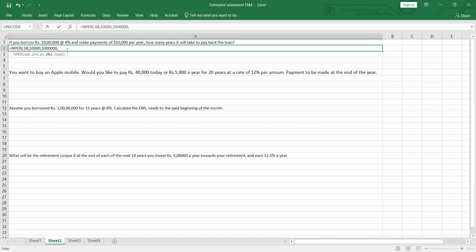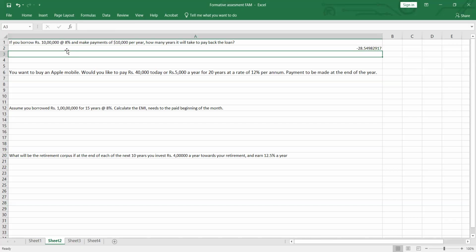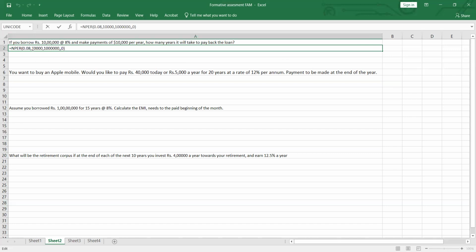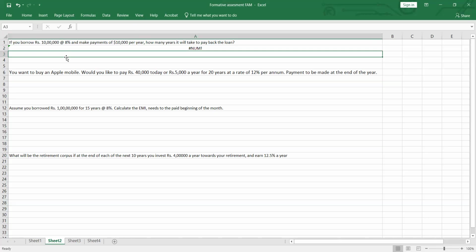Then comes the future value. We leave this column empty and use zero, because the question doesn't ask about the beginning or end of the period, so we take the end of the period. I put zero. The minus sign goes on the PMT of 10,000 because it's my expenditure.